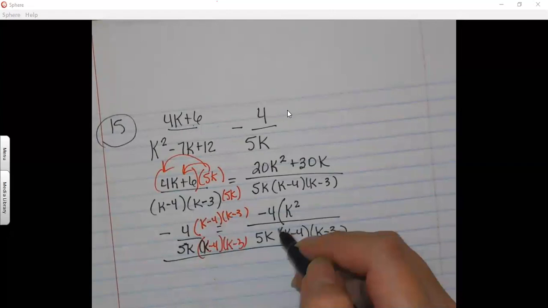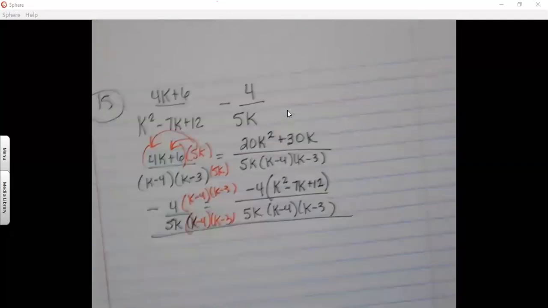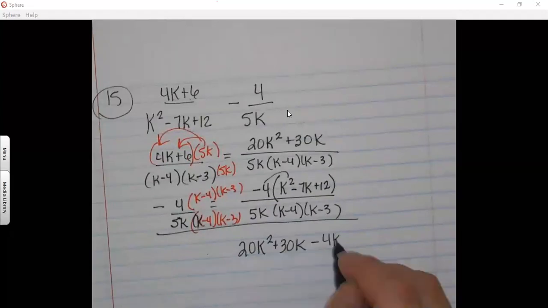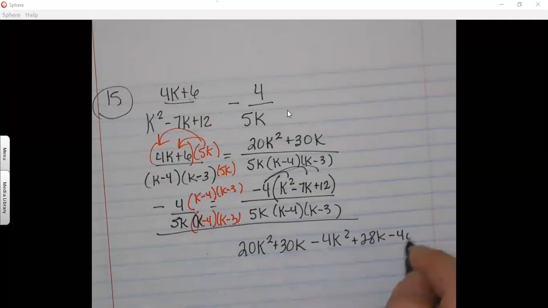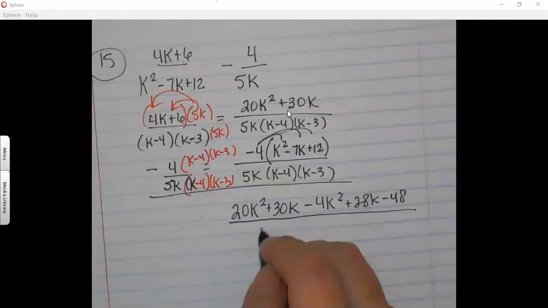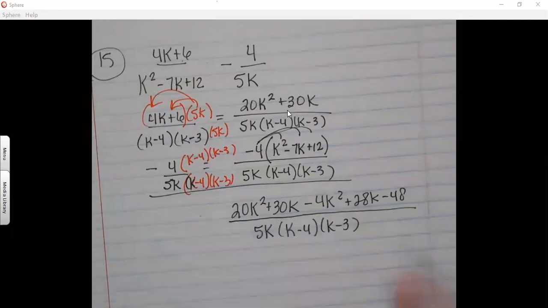So when I add my numerators together, I have 20k squared plus 30k. And then I have -4k squared plus 28k minus 48 all over the denominator, and I'm not going to multiply that denominator out because I might be able to cancel something. I might not. Looking at the answer sheet, no, the whole denominator is still there, so I'm guessing I'm not going to be able to cancel anything.